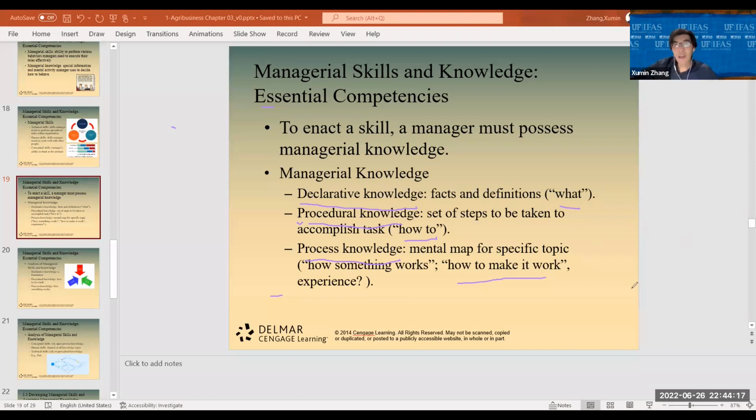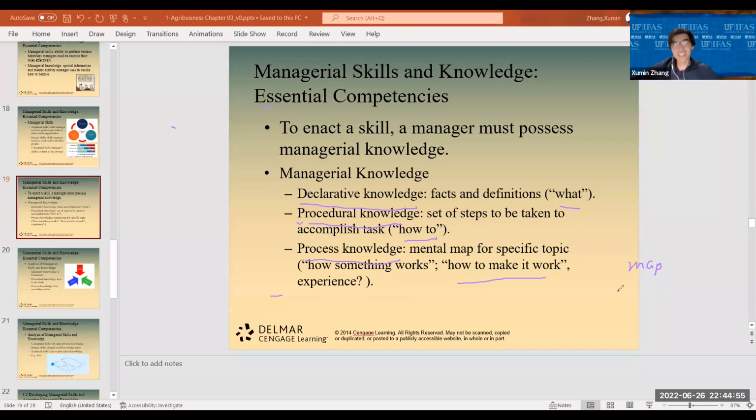Process knowledge, we call it a process map. A map is different from steps. Procedure means 1 or 2 or 3, and this can be bullet points. A map is where I can connect all those points, connect all those steps. When I connect them in the right way, in a good way, the job can be done. It is so-called how to make it work, or how it works.